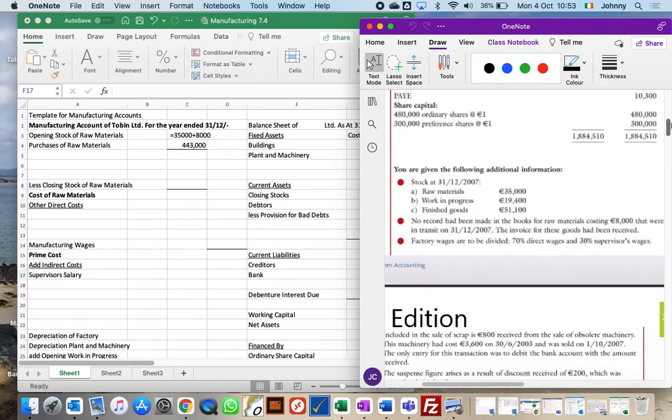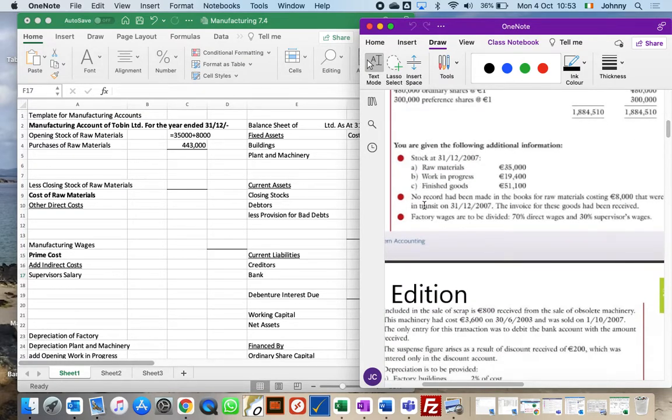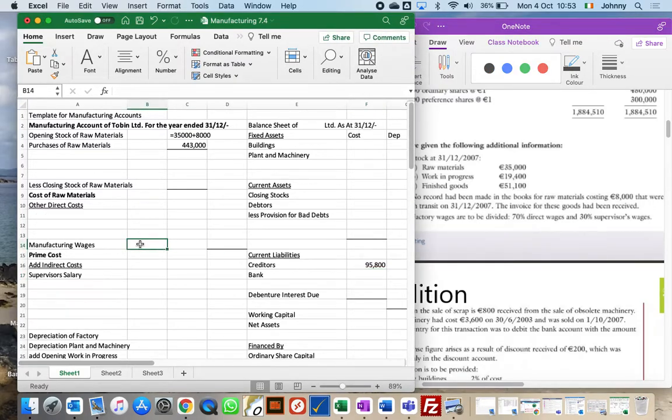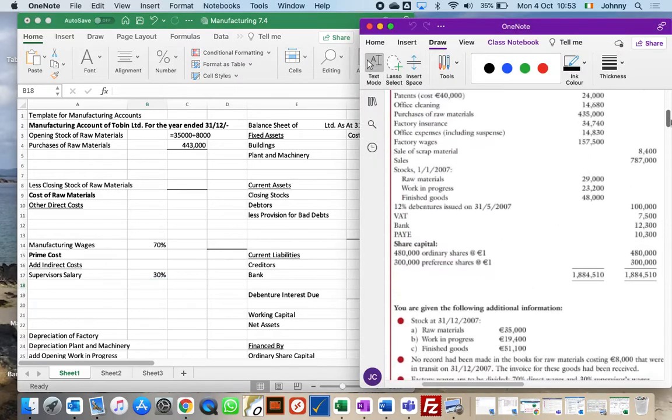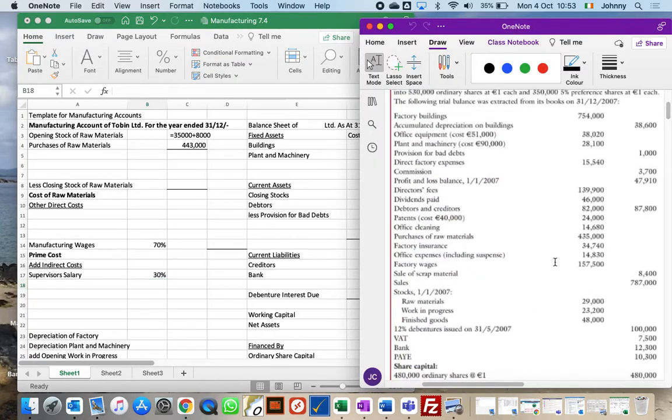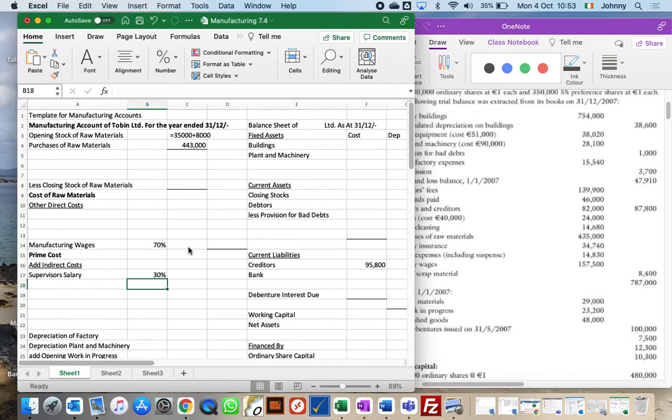We okay with that? So again, I'm doing the adjustments down the bottom. Okay, I'm using that to fix everything else. Factory wages are divided 70% direct wages, which is going to be up here, direct cost, manufacturing wages. I'm going to have 70% there. And then I'm going to have 30% for the supervisor salary. So I'll find my factory wages, 157,500.